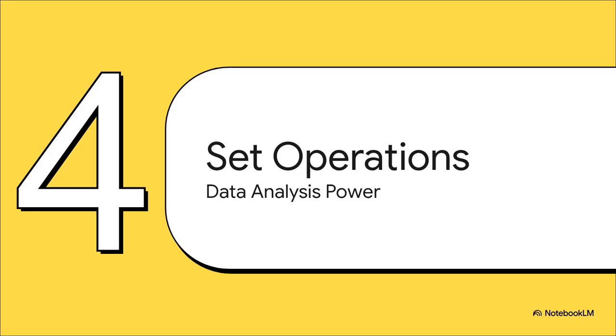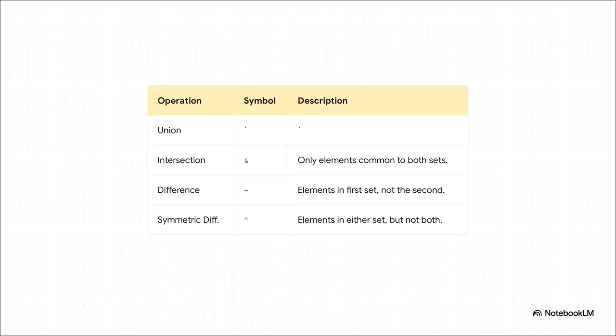Now, just storing unique items is pretty useful on its own, but the real power of sets, the reason they are so amazing, comes from their ability to perform mathematical operations. This is where they become like data analysis superpowers, letting you compare huge collections of data with just a single line of code. These 4 operations are incredibly powerful.